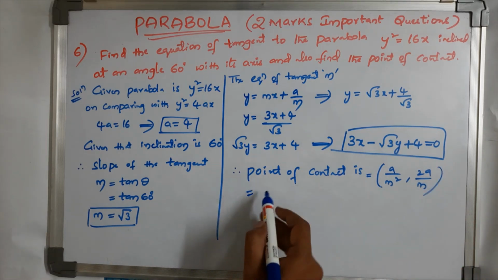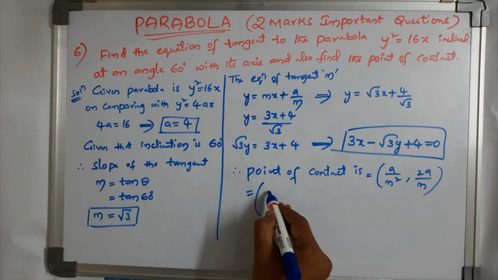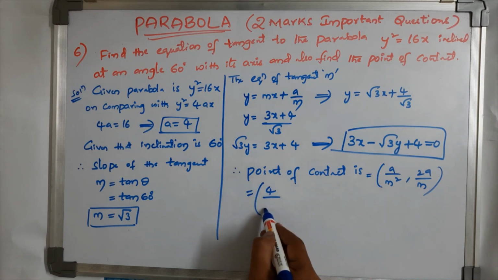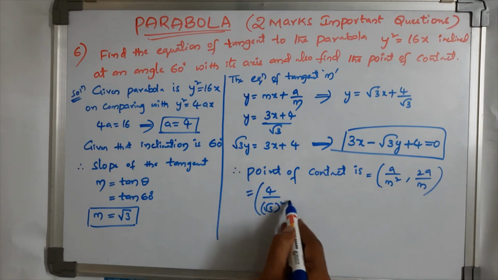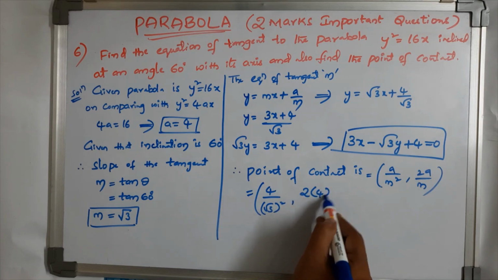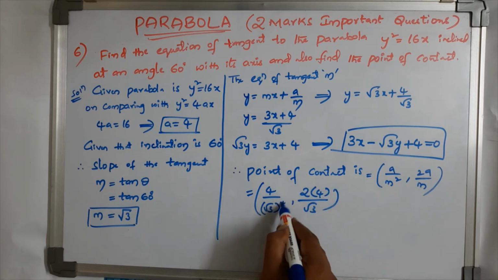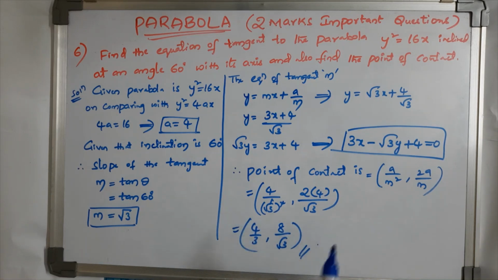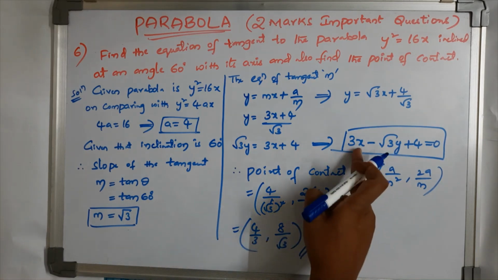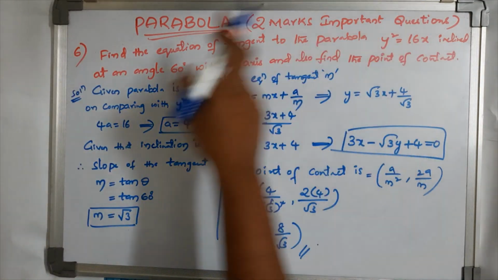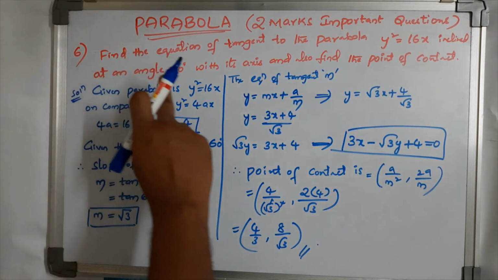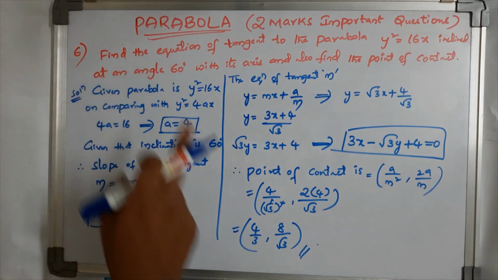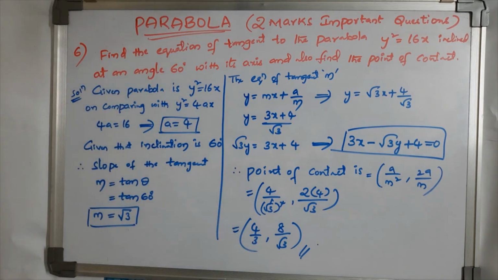Substitute the values of a and m. The value of a is 4, m is root 3, squared. 2 into 4 by root 3. The square root gets cancelled: 4 by 3, 8 by root 3. This is the point of contact. This line meets the parabola at an inclination of angle 60 degrees at the point 4 by 3 comma 8 by root 3.